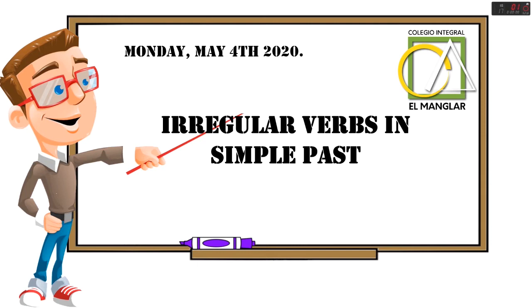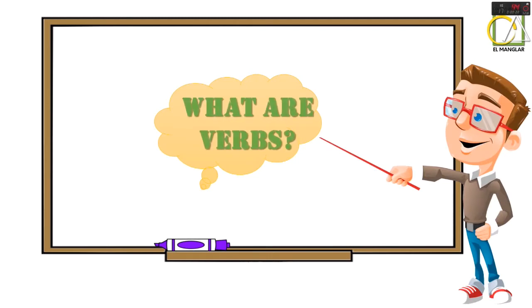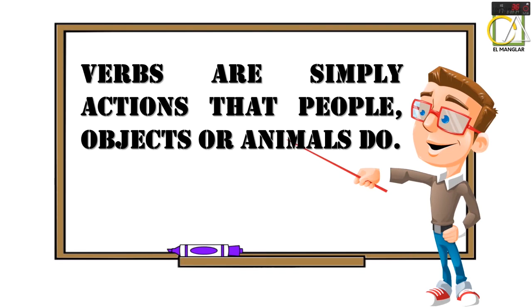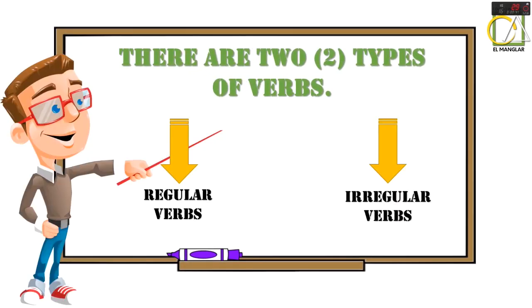This is Mr. Anderson and today we are going to be working with irregular verbs in simple past. Last week we talked about simple past or past simple but using regular verbs. What are verbs? Verbs are simply actions that people, objects, or animals do. There are two types of verbs, regular verbs and irregular verbs.